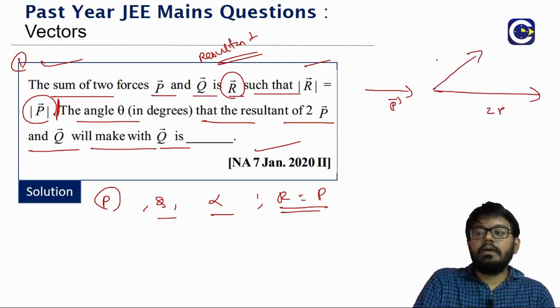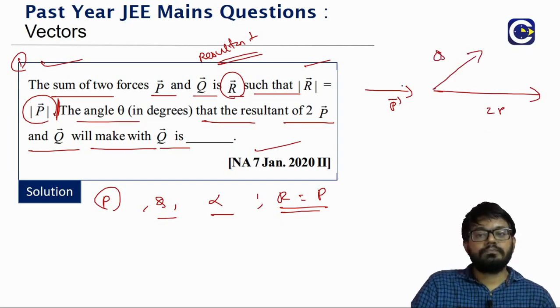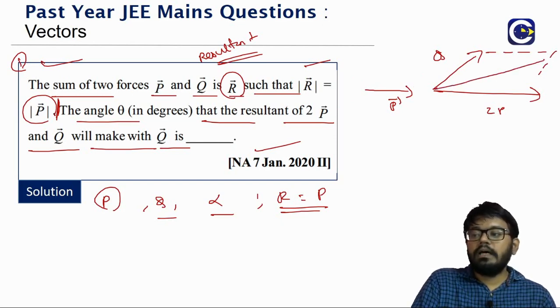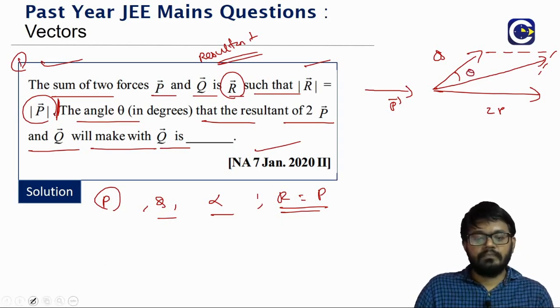We should not forget it. 2P and Q, if you take a resultant of them, the question is: the angle made by the resultant of 2P and Q with Q, this theta. This is what they are asking.